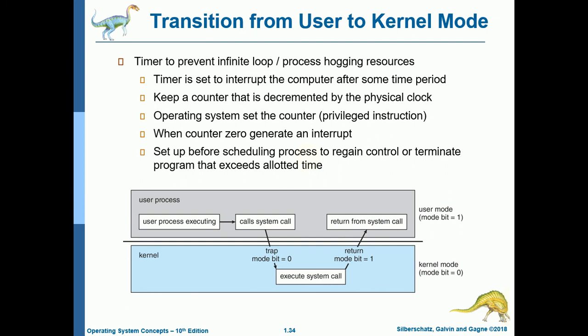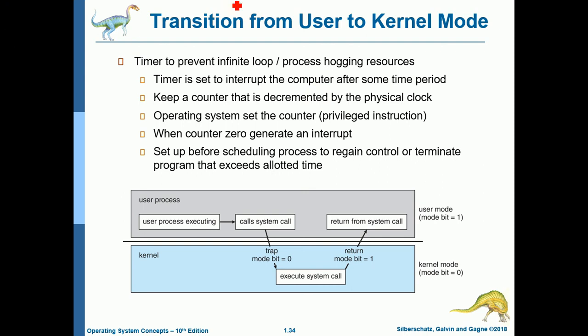So how do the user mode and kernel mode work? This is an illustration of the transition from user to kernel mode. There is a timer to prevent an infinite loop or a process hogging resources. The timer is set to interrupt the computer after some time period. Keep a counter that is decremented by the physical clock. The operating system sets the counter with a privileged instruction. When the counter reaches 0, it generates an interrupt, set up before scheduling a process, to regain control or terminate a program that exceeds its allotted time. Okay, so we have an illustration here.